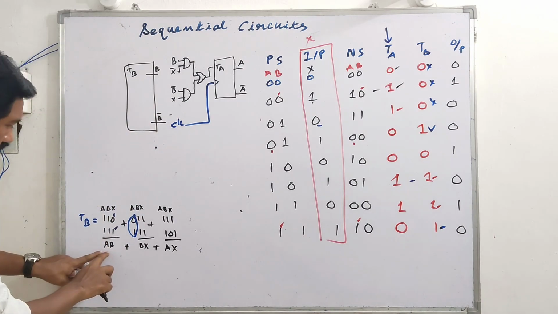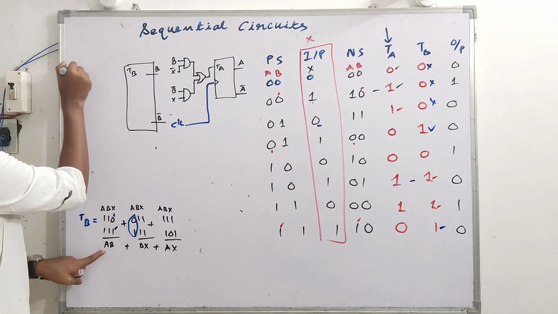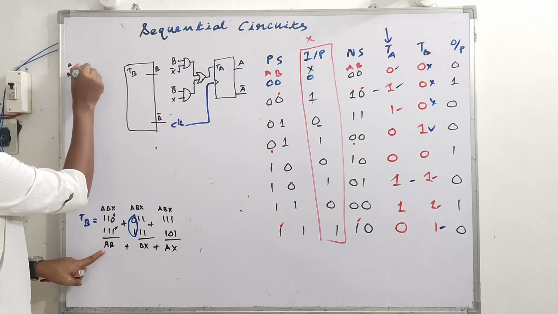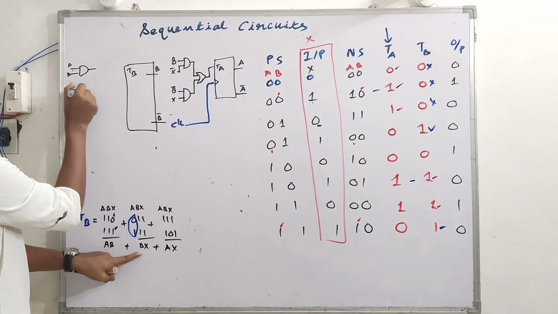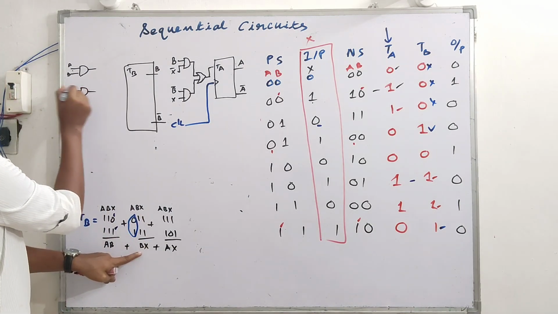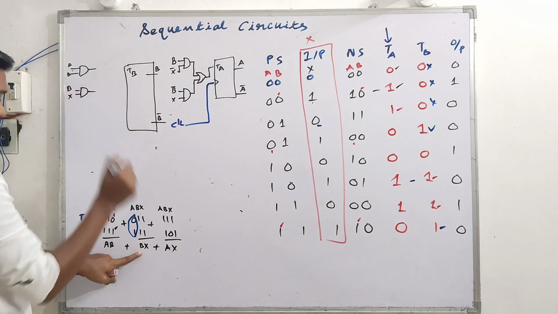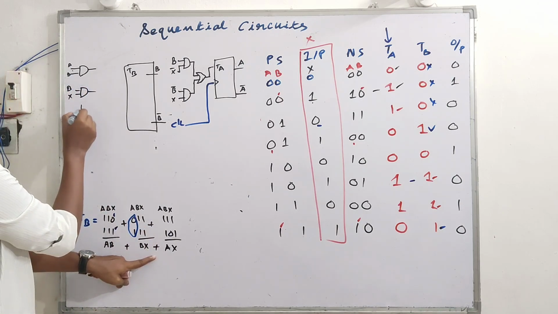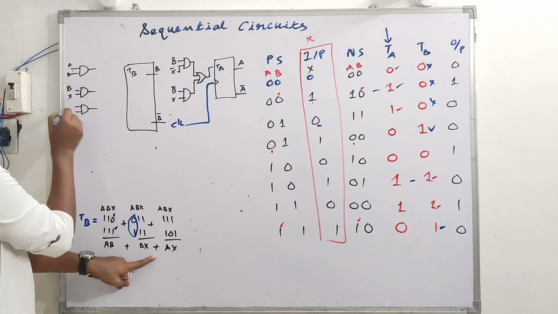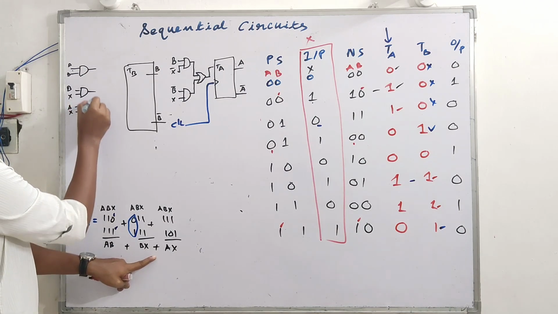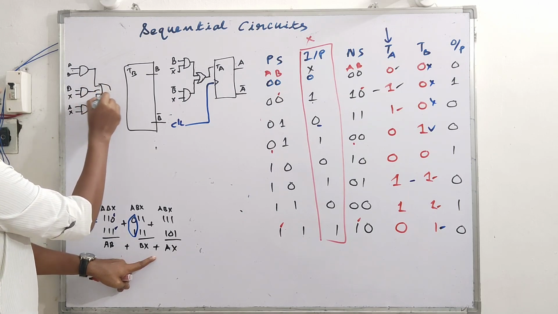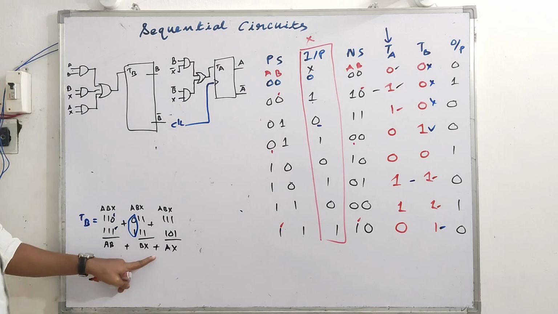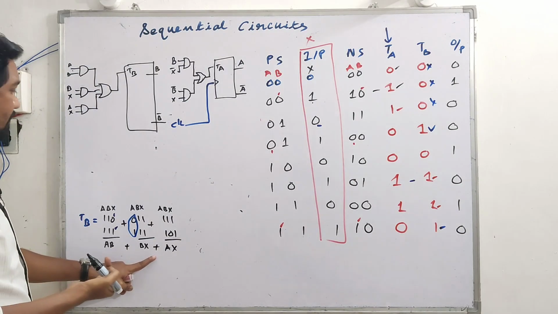All right, so this one, A into B, AB, input A, and B to the AND gate, which gives A dot B over here, and this one AND gate with the B and X. All right, and this one another AND gate with the input A, X, and together to OR gate, and input to the TA. That's how we implement the second one.